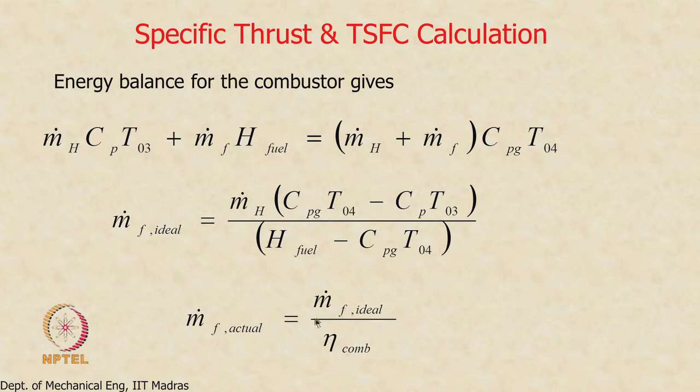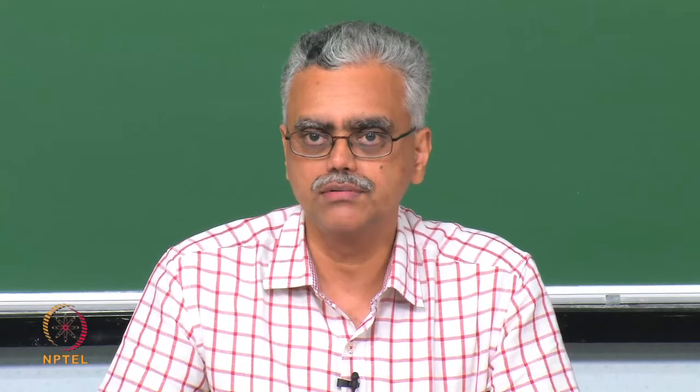Given a value for eta combustor, I can calculate mf dot actual. So, this allows us to calculate the thrust and the mass flow rate, from which I can calculate the specific thrust and the thrust specific fuel consumption. We are now ready to proceed with our calculation for a particular example.